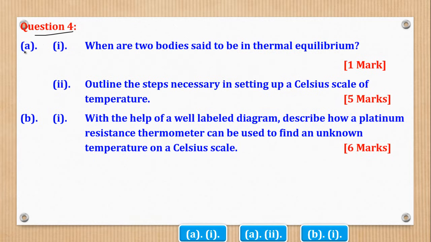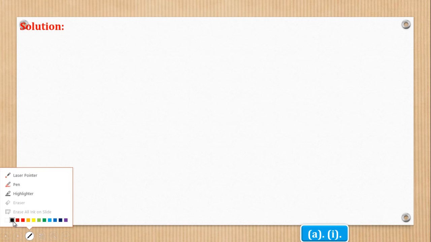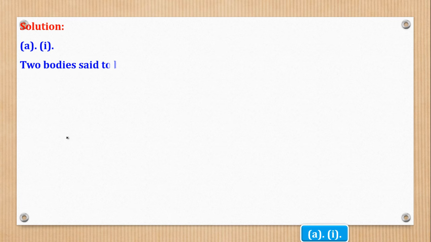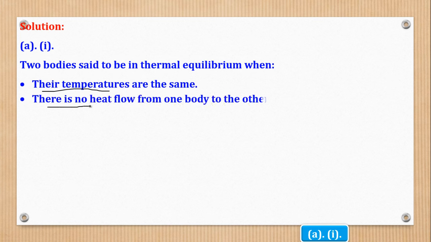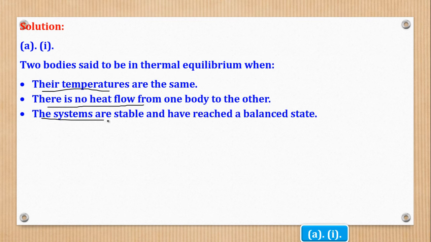Then now we shall go to question 4. Part A, Roman 1 says, when are two bodies said to be in thermal equilibrium? So two bodies are said to be in thermal equilibrium when their temperatures are the same, or when there is no heat flow from one body to another, or you can say when the systems are stable and have reached a balanced state. They wanted only one, so any one is okay.